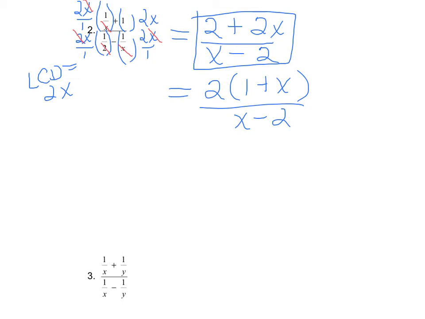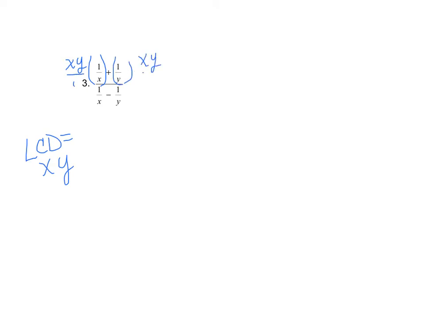All right, let's go on to number 3. It's a complex fraction because I have fractions within a fraction. So I'm going to need to multiply every term by the LCD. What do you think the LCD would be for xy and xy? Hopefully you said xy, and if you did, you are correct. So I'm going to multiply every term by xy. Each one is a fraction, so it's going to be xy over 1.